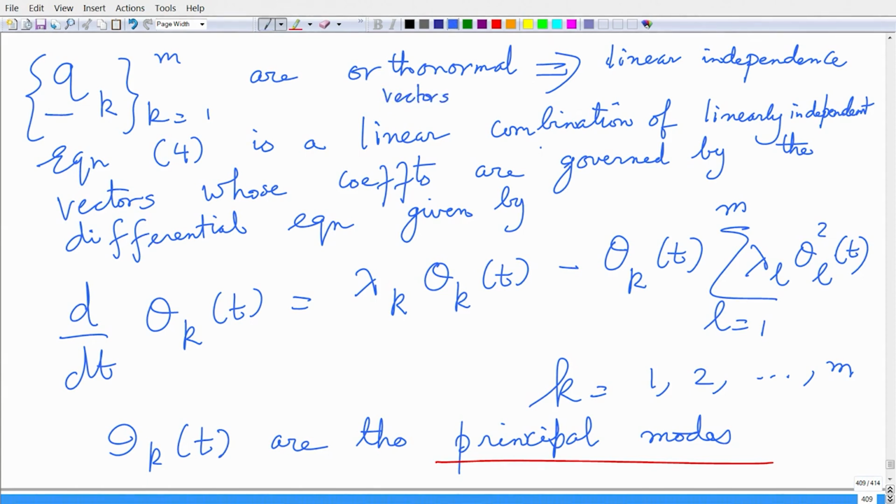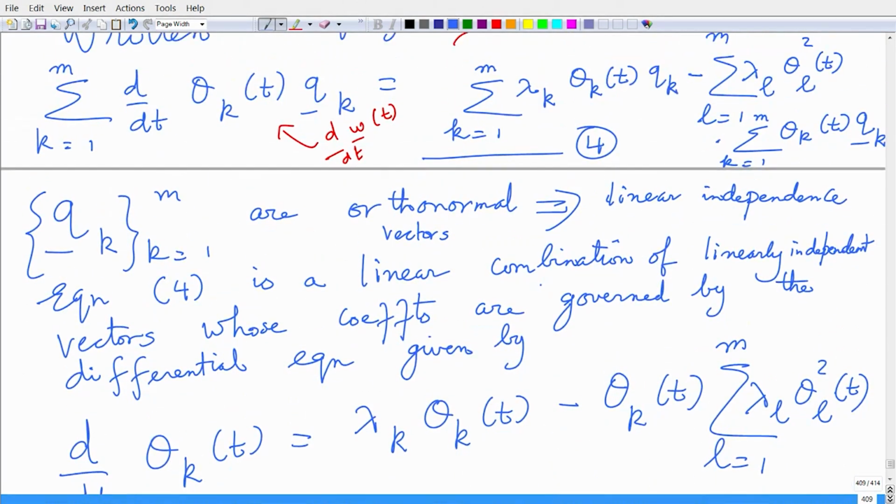And since they are orthonormal, by the basic property in linear algebra, they are linearly independent. So if you look at this equation 4, this is nothing but a linear combination of linearly independent vectors, right. These qk's are eigenvectors that are orthonormal. This implies they are linearly independent, and equation 4 is a linear combination of linearly independent vectors whose coefficients are governed by a differential equation.